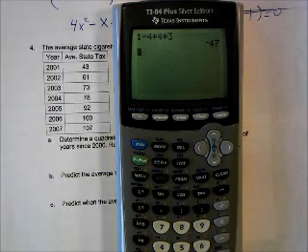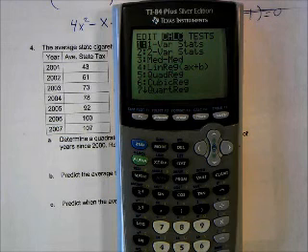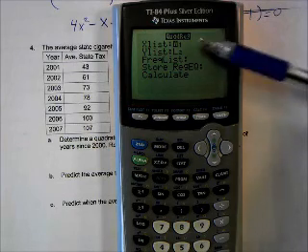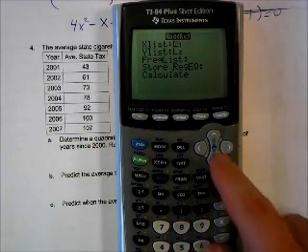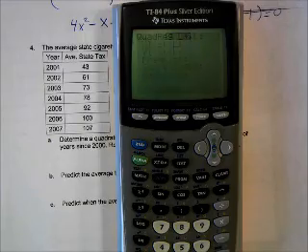Now, how do I get that quadratic regression? What buttons do I push? Stat. Move over to calculate. Number 5, quadratic regression. And I have the newer operating system. L1, L2, those are correct. Just go down to calculate. If you have the older operating system, you just hit enter again, and it does it for you.